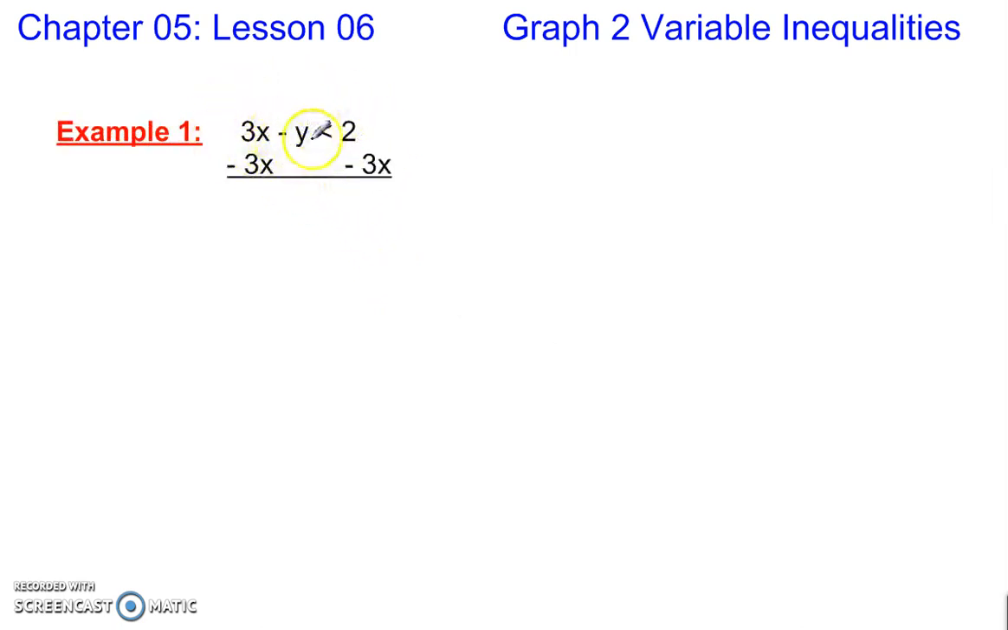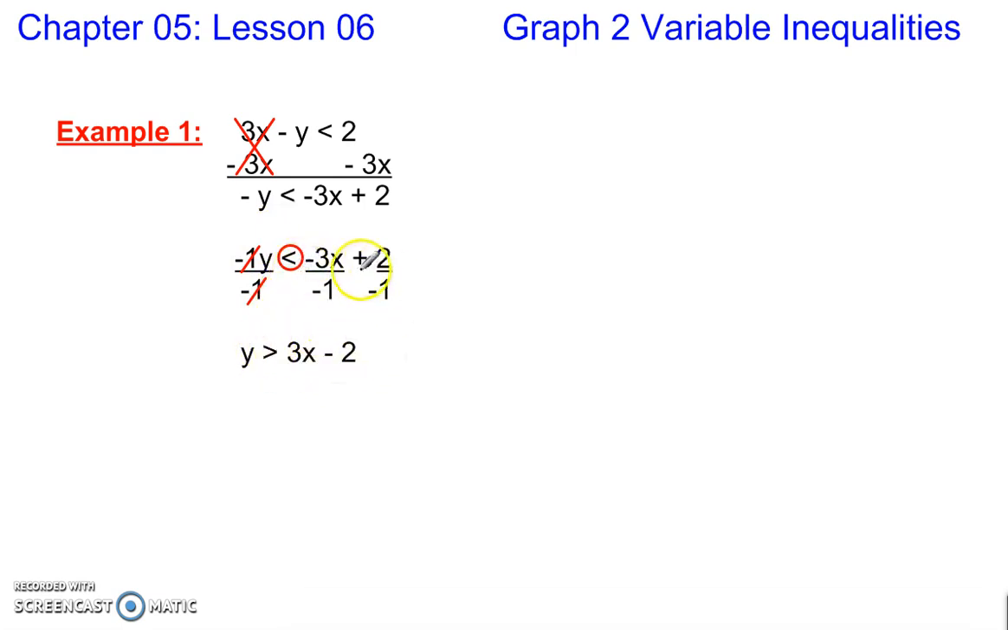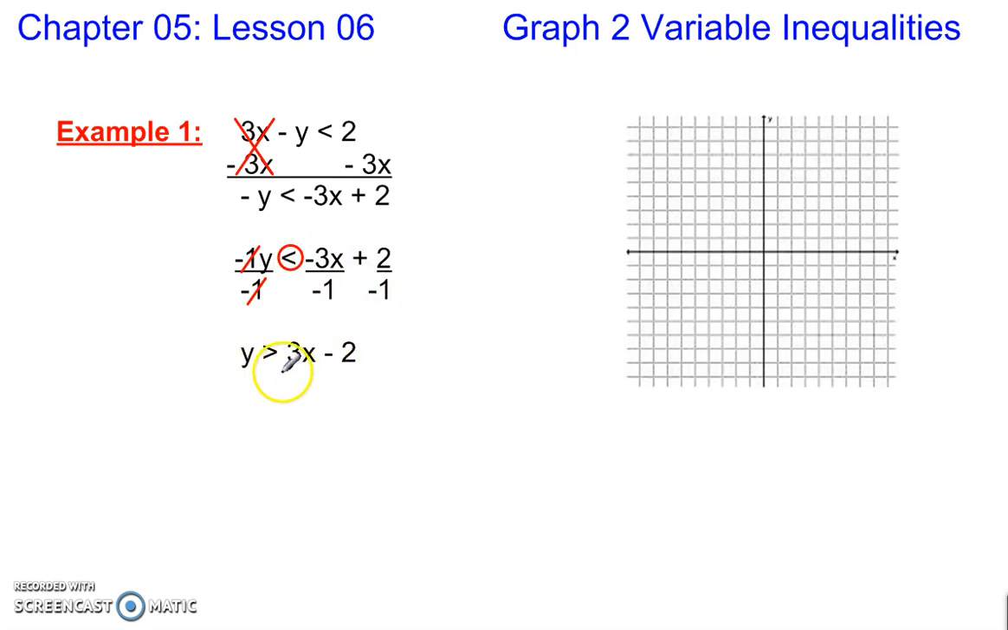So I'm going to put this into slope-intercept form, subtract the 3x from each side, then we get negative y is negative 3x plus 2, and then I'm going to multiply or divide by negative 1. In this case, dividing by negative 1 does the same thing, change all the signs, and remember, the sign has to flip. So then we get y is greater than 3x minus 2. Now we're going to graph y equals 3x minus 2, so y-intercept at negative 2, up 3 over 1.